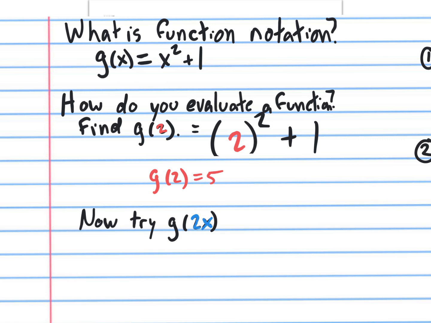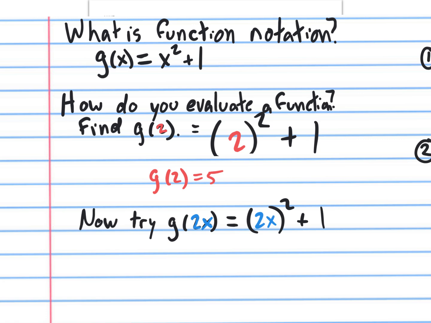So again, just like before, you're going to rewrite this thing. G of x equals x squared plus 1. But what are we plugging in? This time we're not plugging in a number. This time we're plugging in that blue 2x. So I'm actually going to plug in that blue 2x. And hopefully you're keeping up here. And then we're going to do the math.